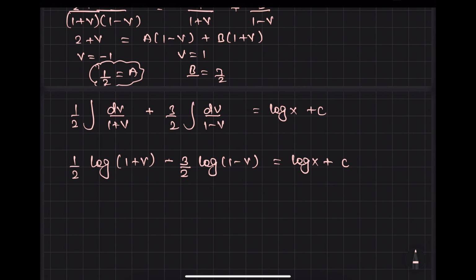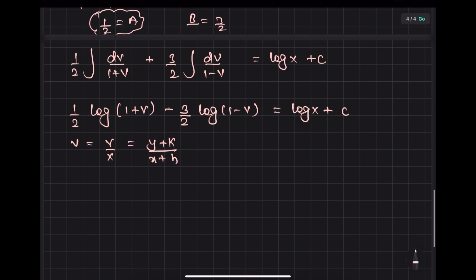Now you have to do so much of replacements. So first you will replace v with capital Y by x and then capital Y with y plus k and x with x plus h. So wherever you are observing v, you have to write down this thing. So it is 1 by 2 log 1 plus y plus k and x plus h. Later you will replace x and h and k as well.